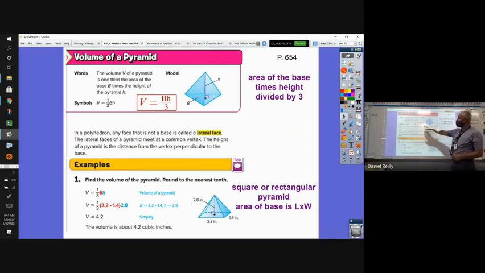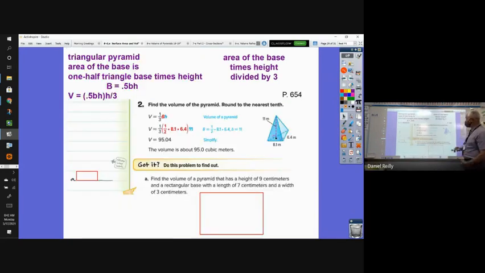All right, so volume of the pyramid, the book says 1/3 area of the base times height, right? Multiplying by 1/3 is the same as dividing by 3. So it's way easier in your calculator at the end to just divide by 3. So the volume in cubes, how much space does it take up? Area of the base, which is length times width because this is a rectangle, times the height of the pyramid. For square or rectangular pyramids, the area of the base is length times width. For triangular pyramids, the area of the base is 1/2 base times height of the triangle.